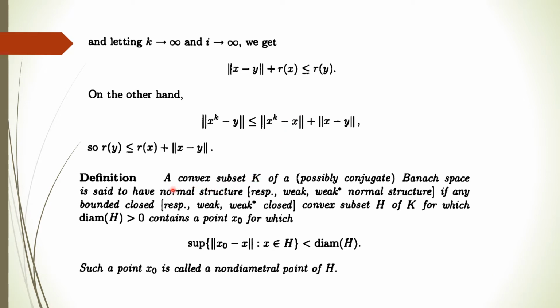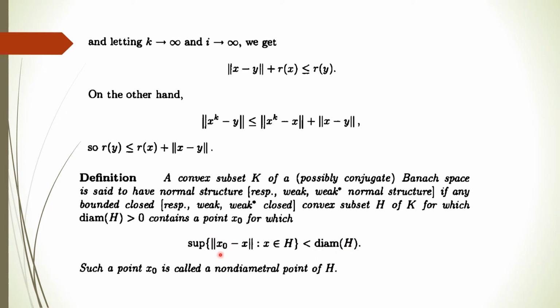Now the next is the definition of normal structure. A convex subset K of a Banach space is said to have normal structure if any bounded closed convex subset H of K, for which the diameter of H is strictly greater than 0, contains a point x0 for which the supremum of the norm of x0 minus x, where x is any member of H, is strictly less than the diameter of H.